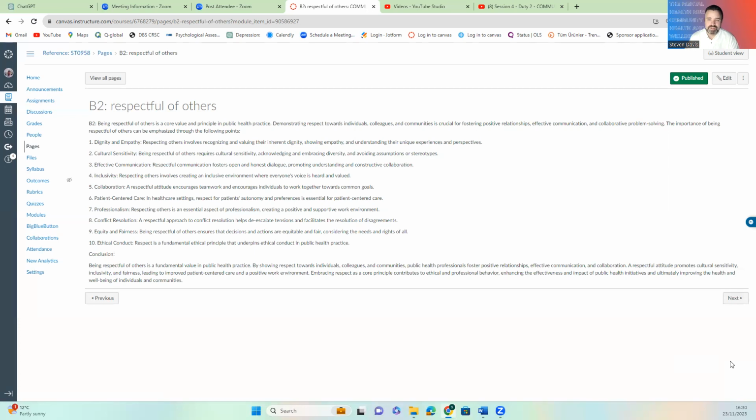And being respectful for others basically means demonstrating respect towards individuals, colleagues, and communities is crucial, fostering that positive relationship. You need to collaborate on problem-solving solutions, the importance of being respectful with others. So that's about dignity and empathy, cultural sensitivity, effective communication, inclusivity, collaboration, person-centered approaches, professionalism, conflict resolution, equality and fairness, and those ethical considerations. So being respectful with others is a fundamental value in public health practice, by showing respect towards individuals, colleagues, and communities.